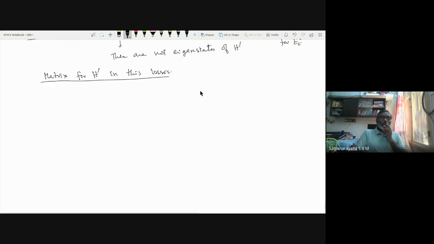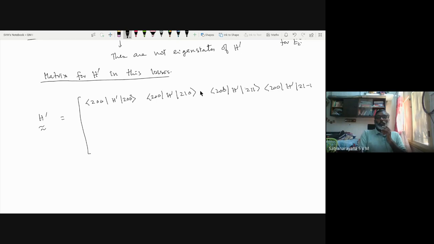That means the H prime matrix will be a 4 by 4 matrix. How do you write that? So let's say 200 H prime 200. This is 200 H prime 210, 200 H prime 211, 200 H prime 21 minus 1. So you have this first row like this.